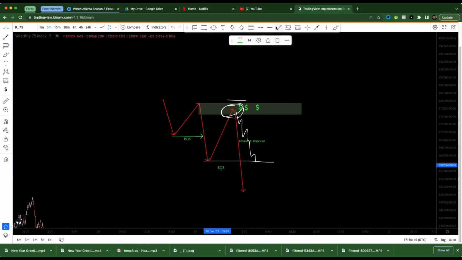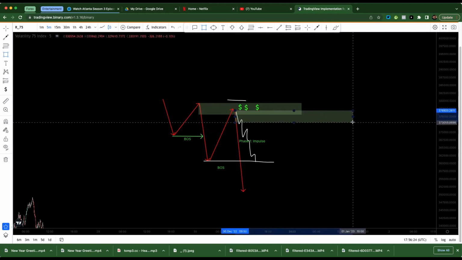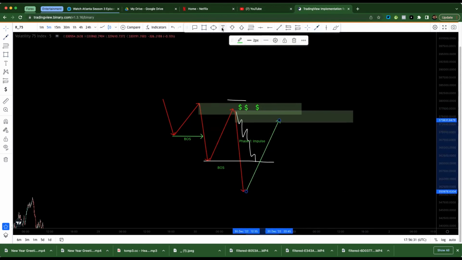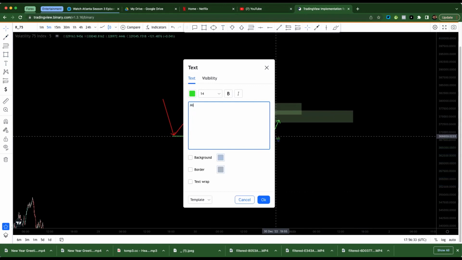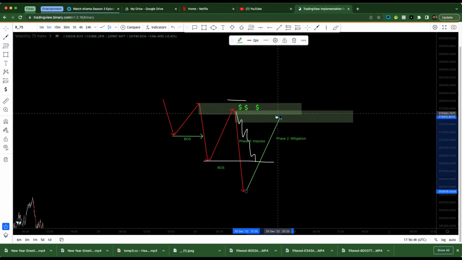Then obviously at this point you should mark the order block that's responsible for that break. It should be somewhere around there. Then you wait for the mitigation. Mitigation is phase two. Boom, then you get price getting inside of your point of interest.